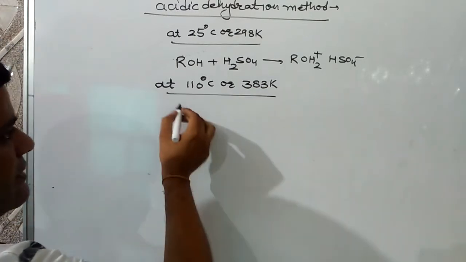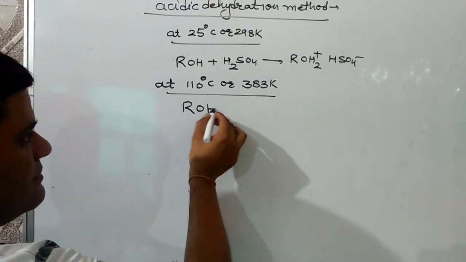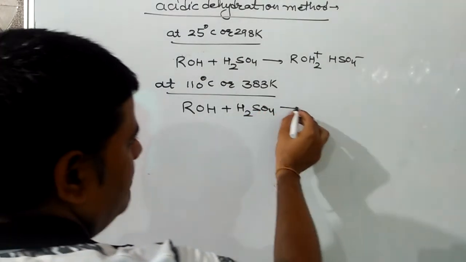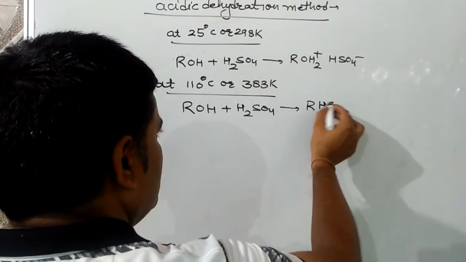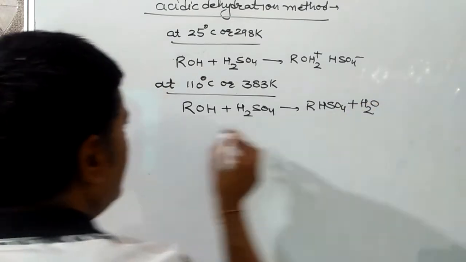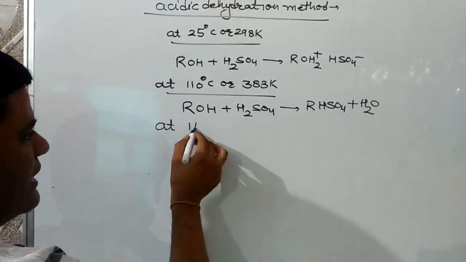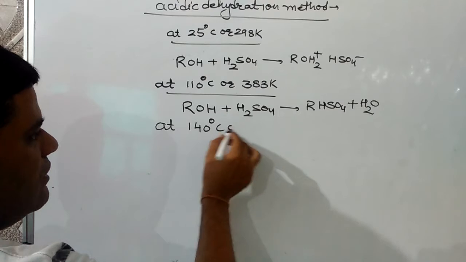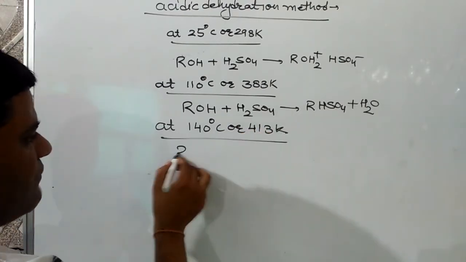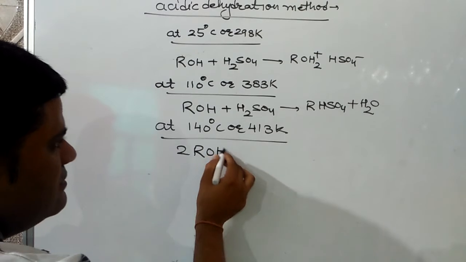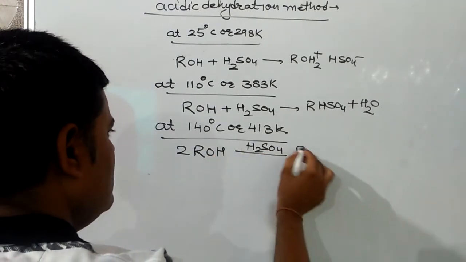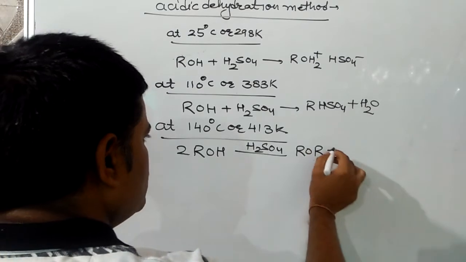The next case is at a temperature of 110 degrees centigrade, or 383 Kelvin. In this case, the product formed will be alkyl bisulfate salt plus water. And if the temperature is 140 degrees centigrade or 413 Kelvin, then the product formed will be ether, ROR, plus H2O.